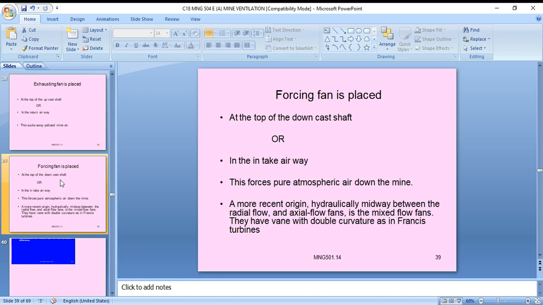The forced fans are at the top of the downcast shaft, or in the intake airway, and can be used as forced fans. This forces pure atmospheric air down into the mine. Of more recent origin, hydraulically midway between the radial flow and axial flow fans, is the mixed flow fan. They have vanes with double curvature as in Francis turbines.